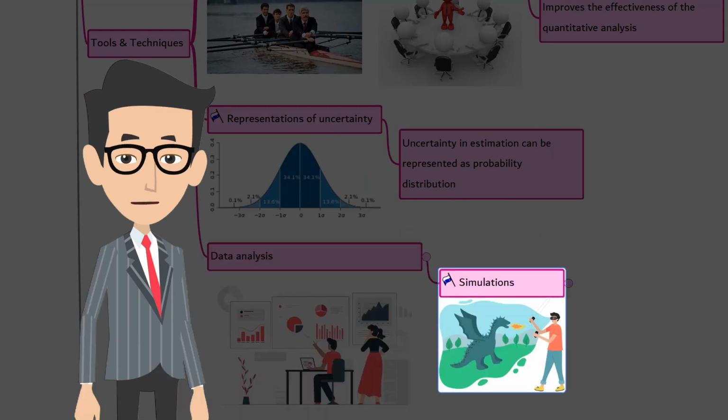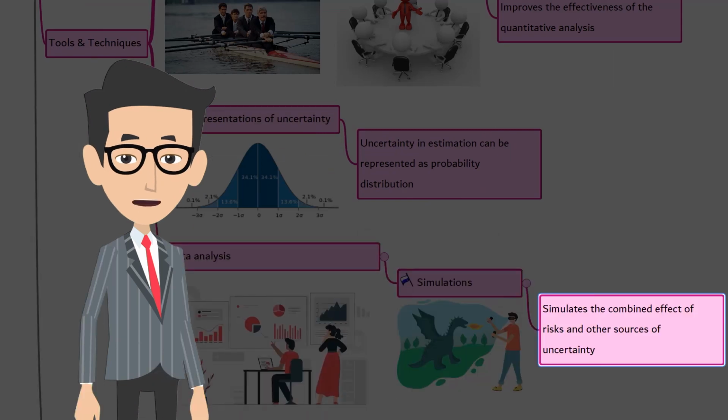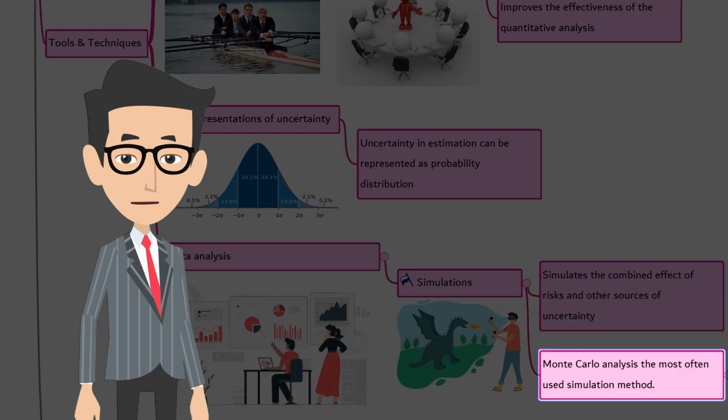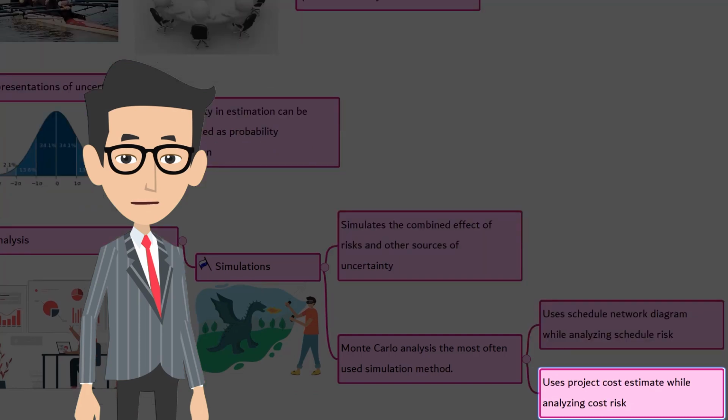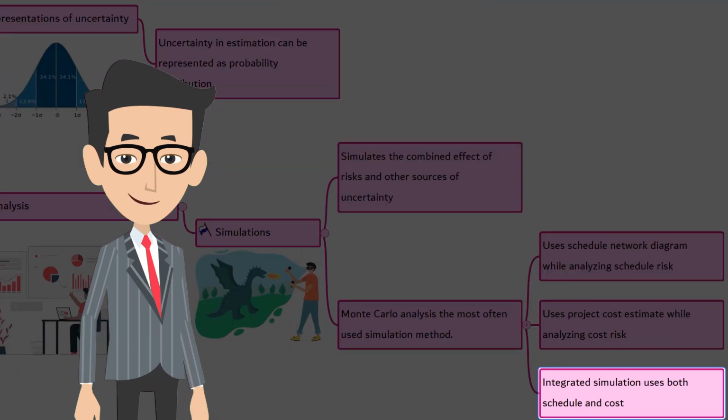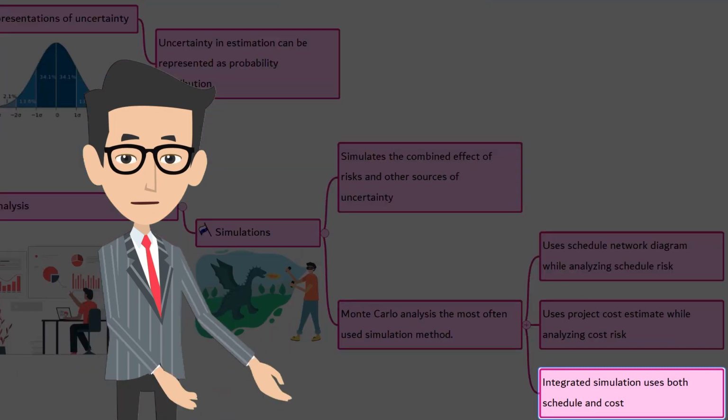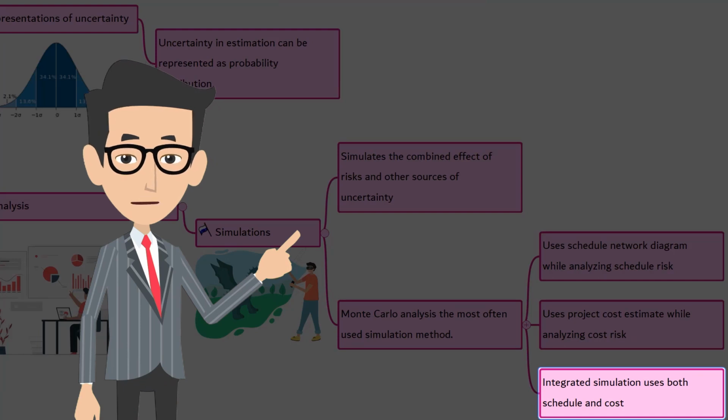Data analysis. Here we have simulation. The quantitative risk analysis uses a model that simulates the combined effects of individual project risk and other sources of uncertainty to evaluate their potential impact on achieving project objectives. Monte Carlo analysis is most often used as a simulation method. This uses the schedule network diagram while analyzing the schedule risk. The simulation uses the project cost estimate while analyzing cost risk. An integrated quantitative cost-schedule risk analysis uses both inputs.